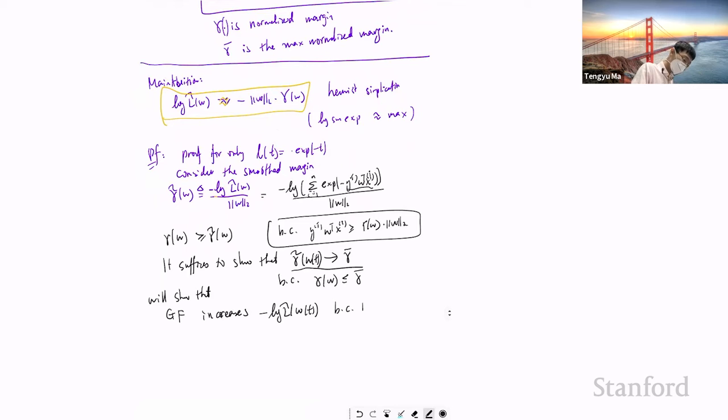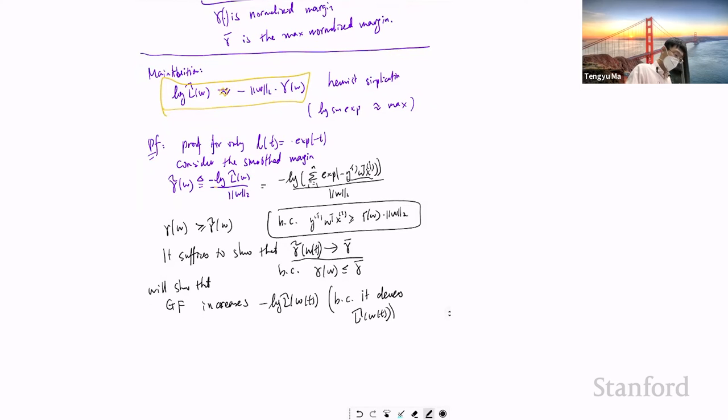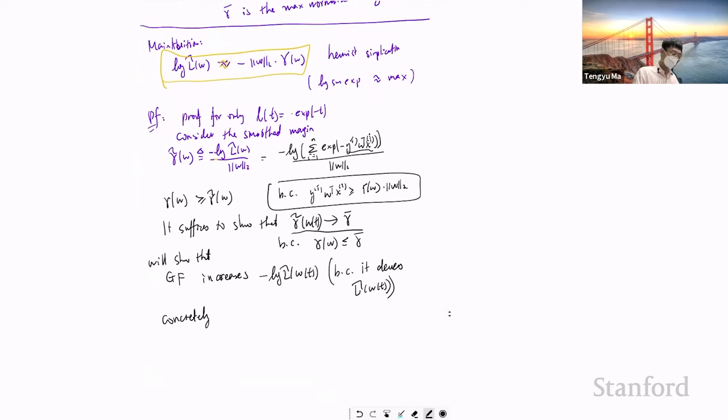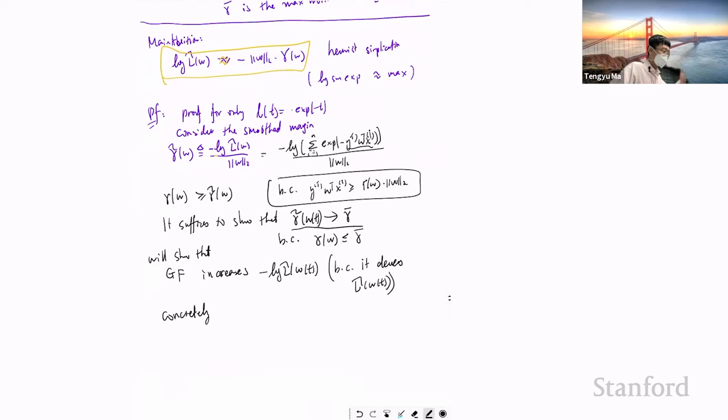because it decreases, intuitively, because it decreases L hat of WT. So let's do this formally. Concretely, this statement itself, that it will increase the minus of the log loss, is almost obvious because the loss itself is going to decrease. But how much it increases requires some kind of mathematical derivation.